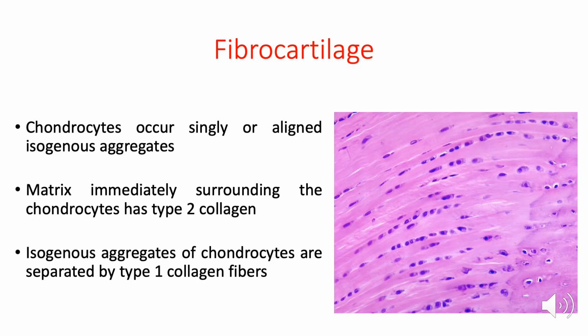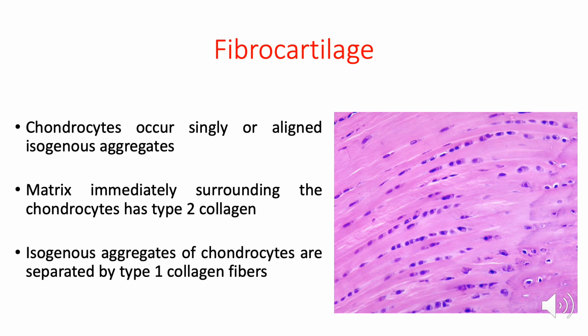In fibrocartilages, chondrocytes appear singly or in aligned isogenous aggregates. Take a look at the chondrocytes in the picture. They are really arranged in a single file. Take note, within the area where you can find the chondrocytes, you have their collagen type 2. But these isogenous aggregates of chondrocytes are separated from each other by those visible type 1 collagen fibers.